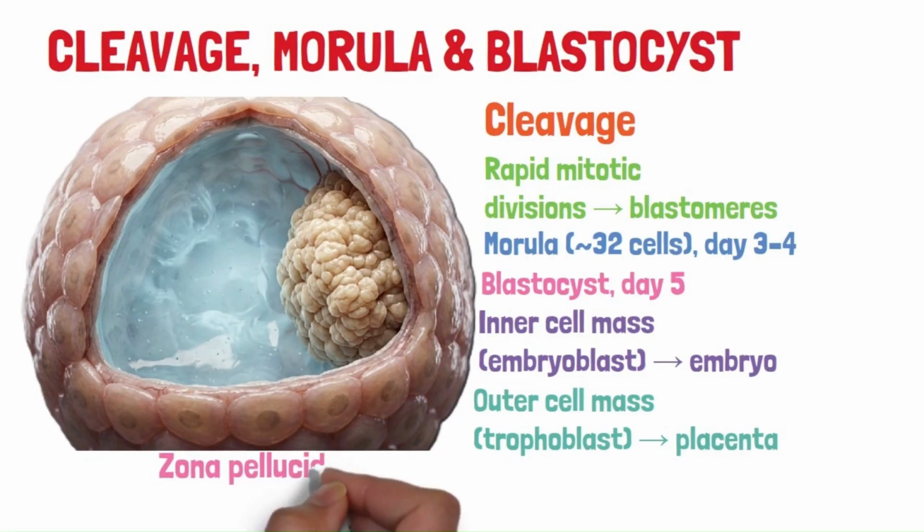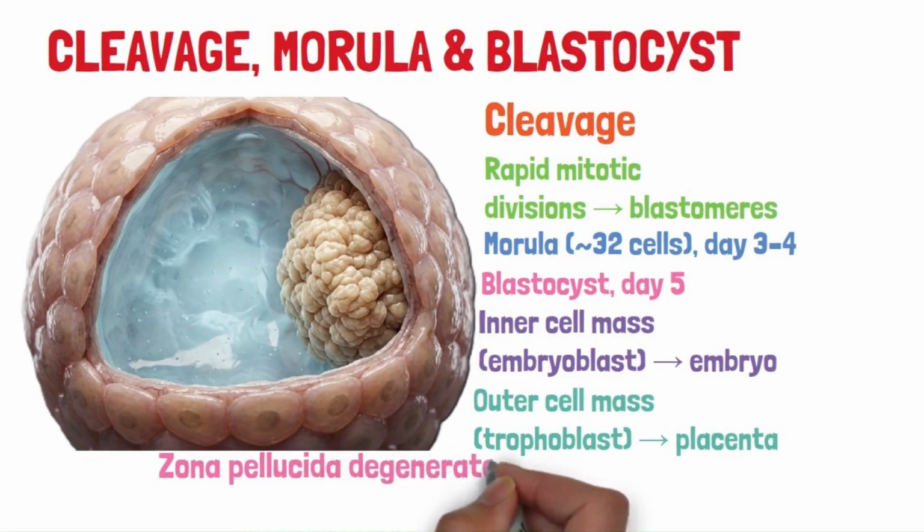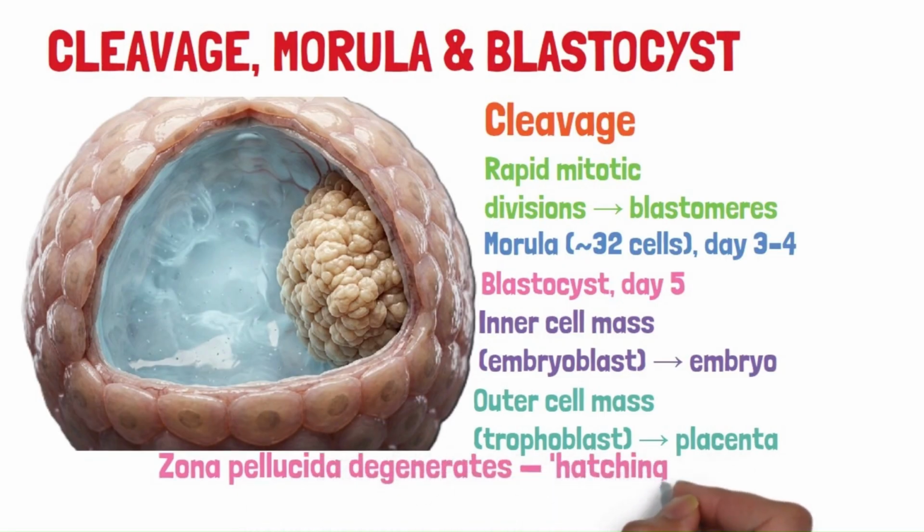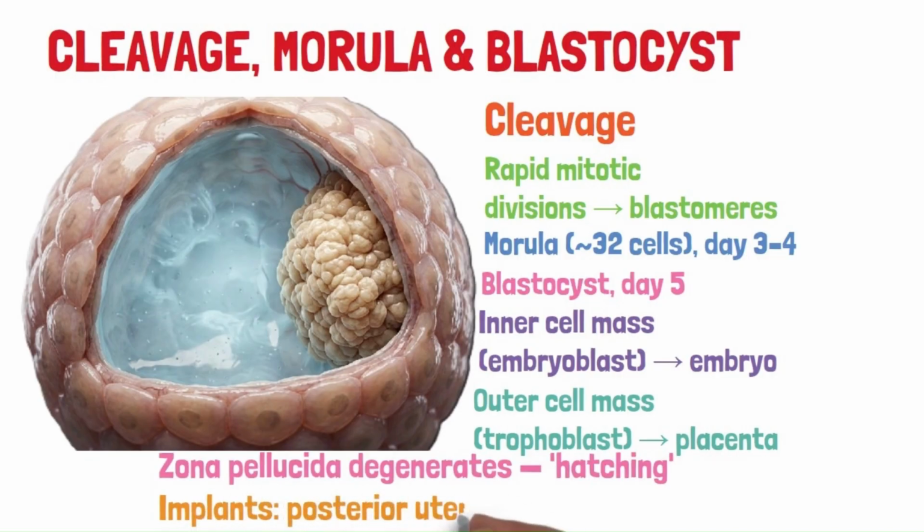Before implantation can happen, the zona pellucida has to degenerate. We call this hatching. Implantation happens in the posterior uterine wall during the secretory or progestational phase of the cycle, with the embryonic pole going in first.